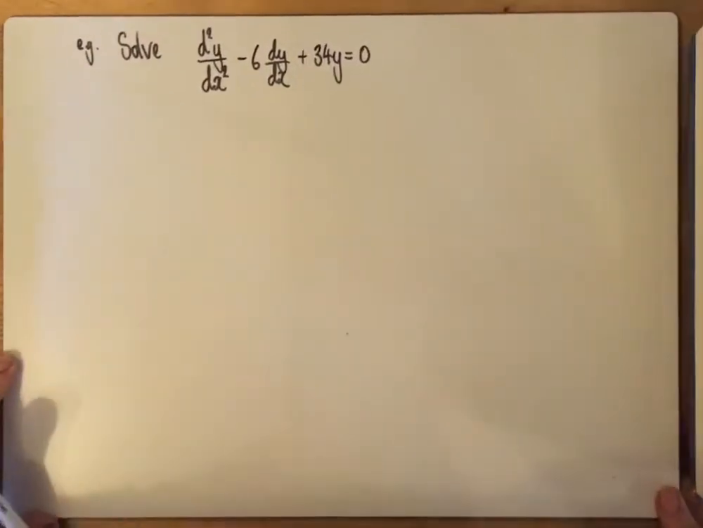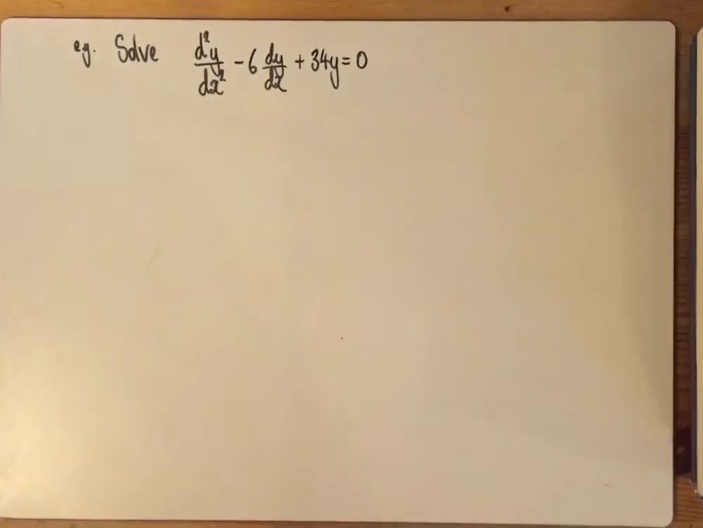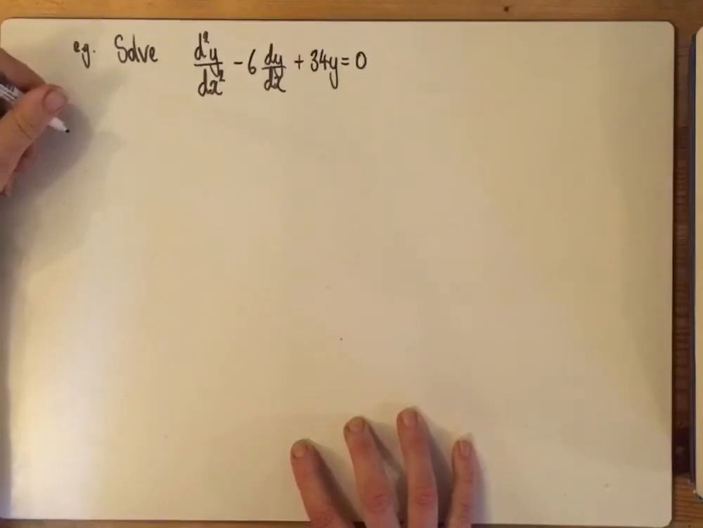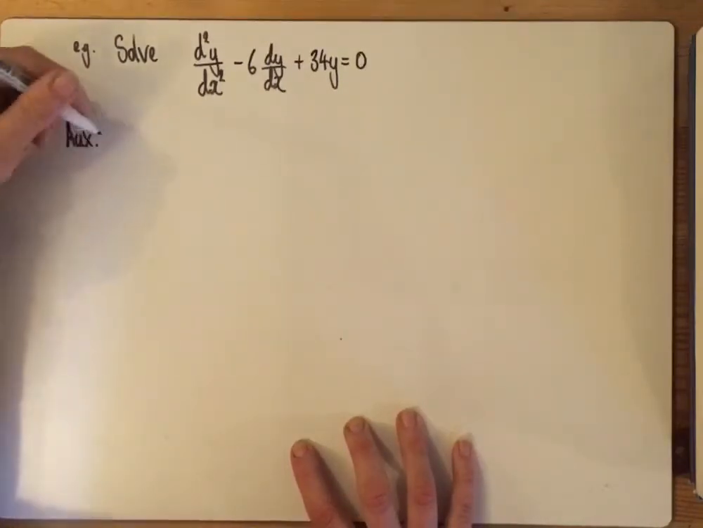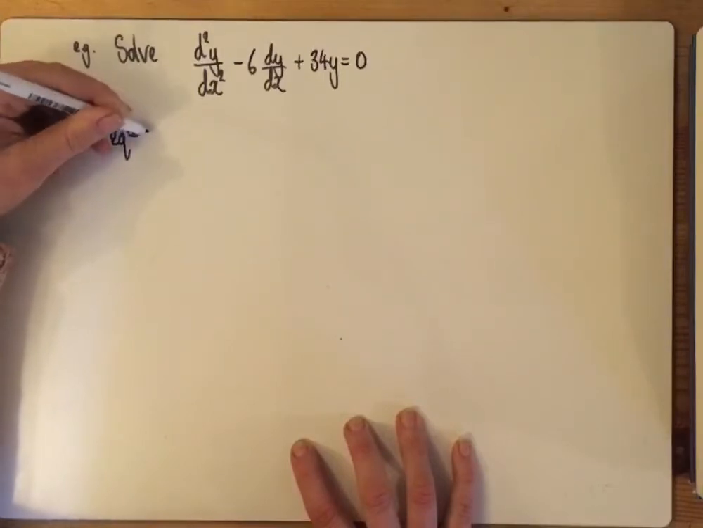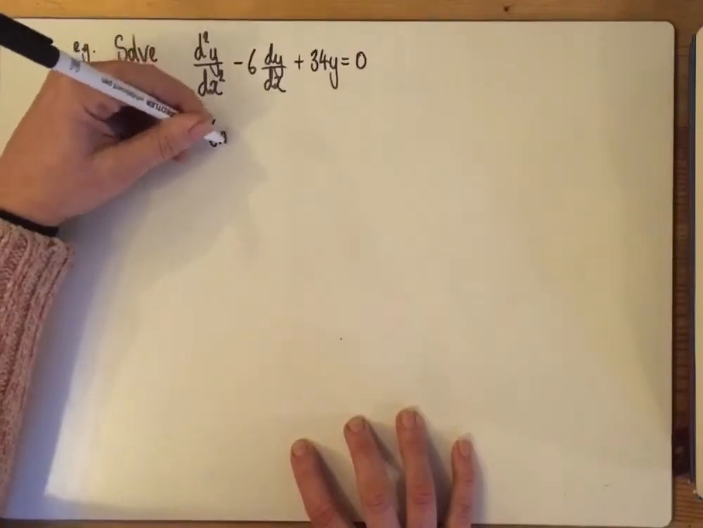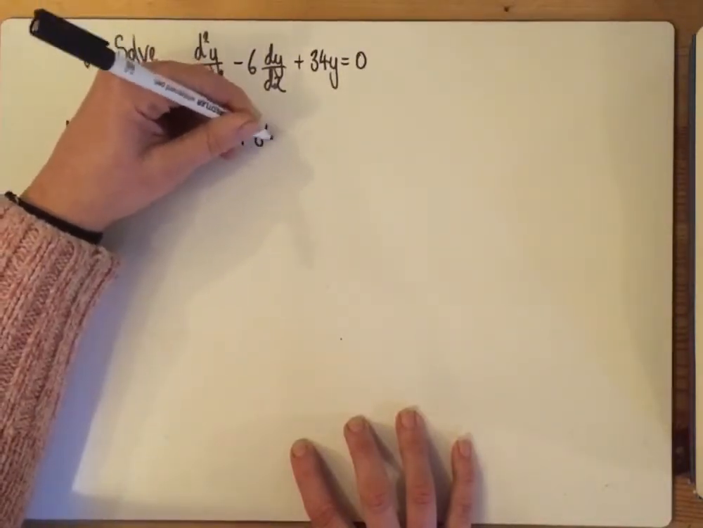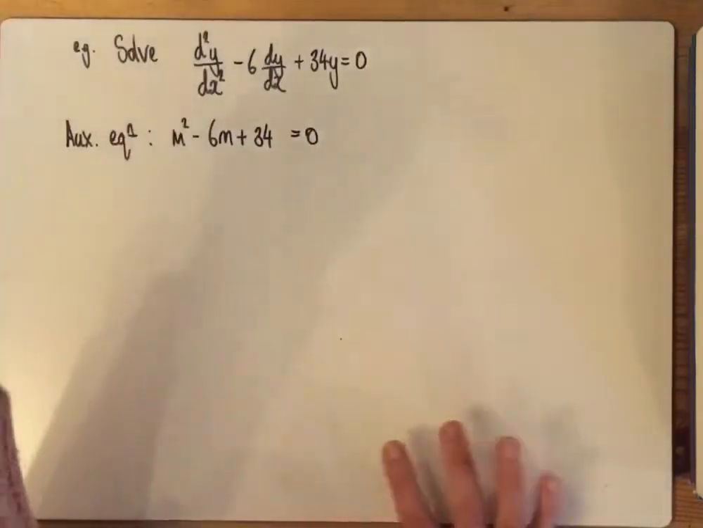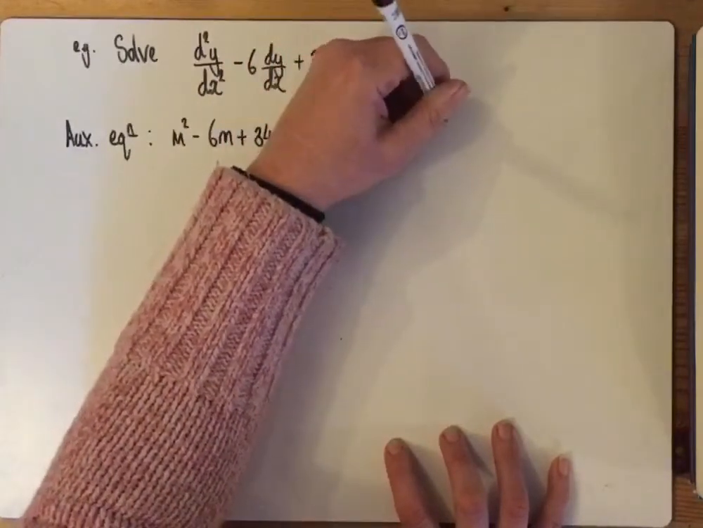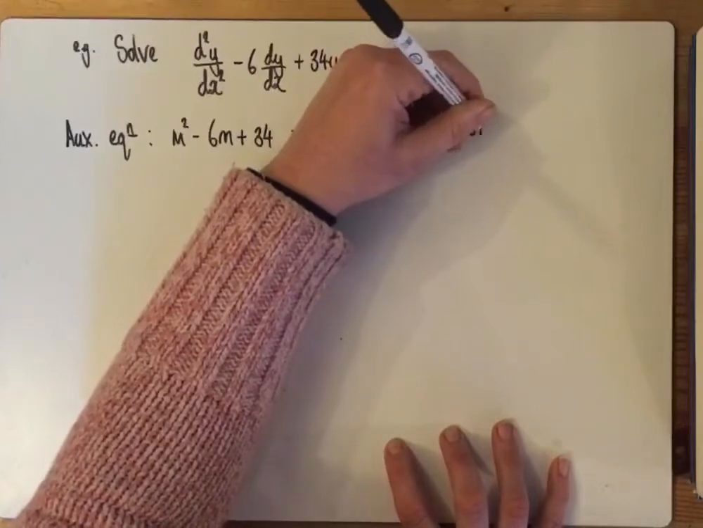So we're going to look at solving d2y/dx squared minus 6 dy/dx plus 34y is equal to 0. So the first thing to do is consider the auxiliary equation, which I'm now getting bored of writing. And that is m squared minus 6m plus 34 equals 0. Pop that into your calculator and you get m is equal to 3 plus or minus 5i.